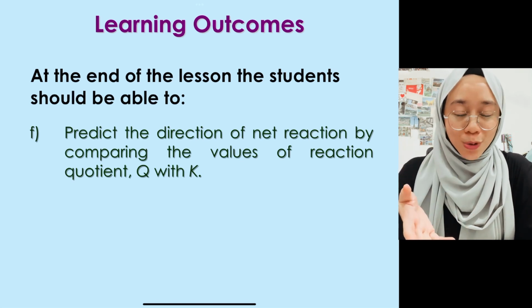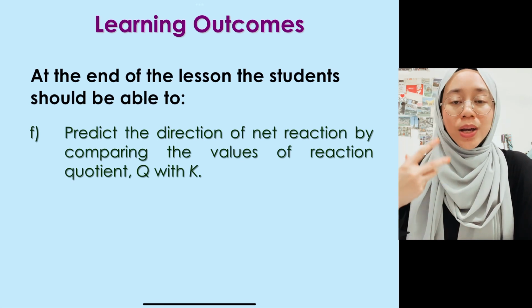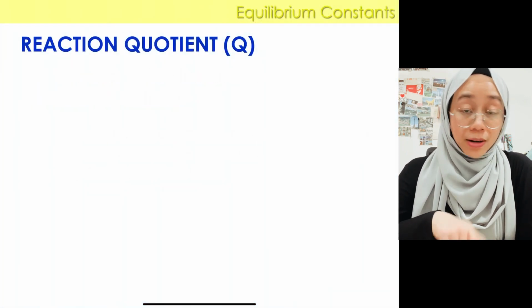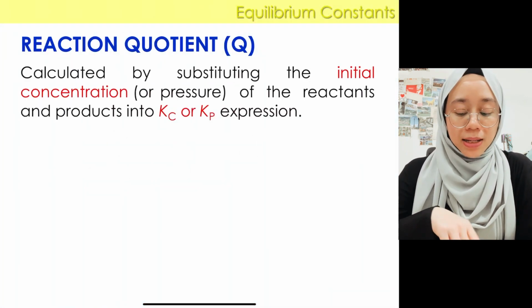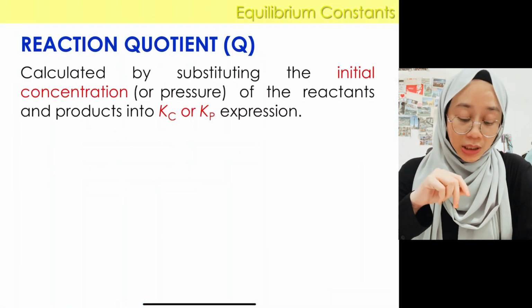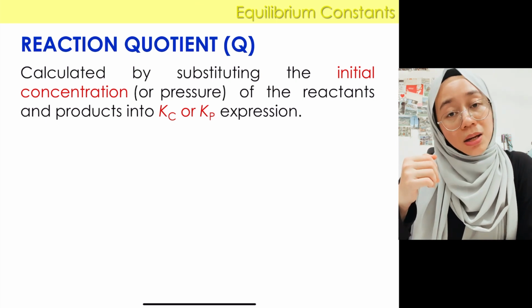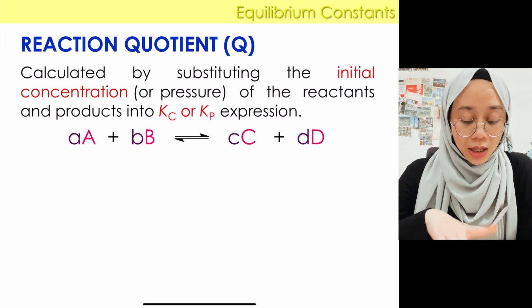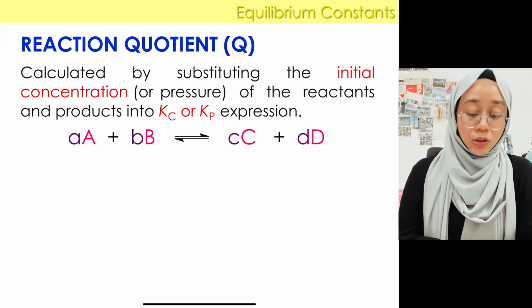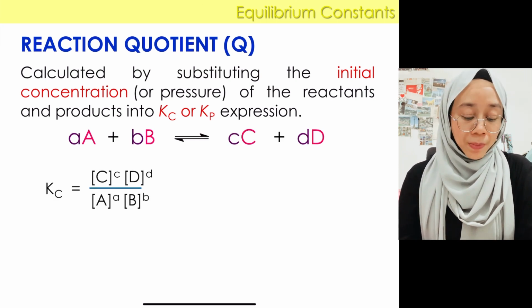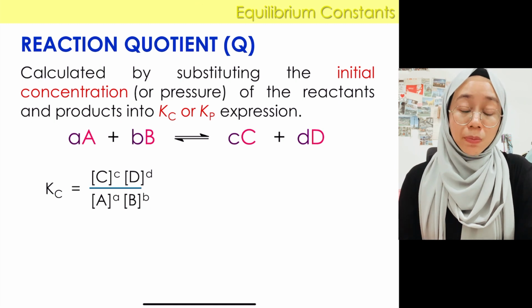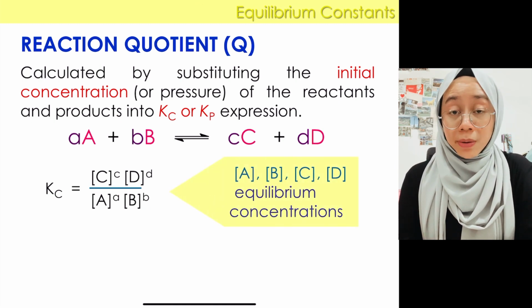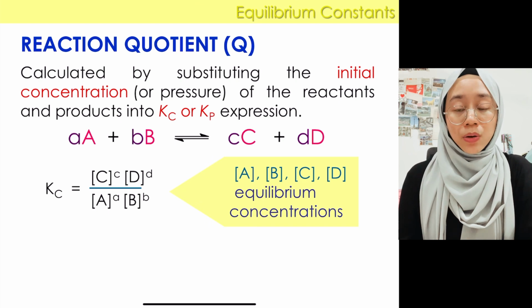Okay, so what is Q then? How do we look for Q? How do we calculate Q? Q, reaction quotient, is calculated by substituting the initial concentration or pressure of the reactants and product into the Kc or Kp expression. So if we have A, B producing C and D, if you were to express the Kc, the concentration of A, B, C, D is the one at equilibrium, right? The concentration must be the one at equilibrium.